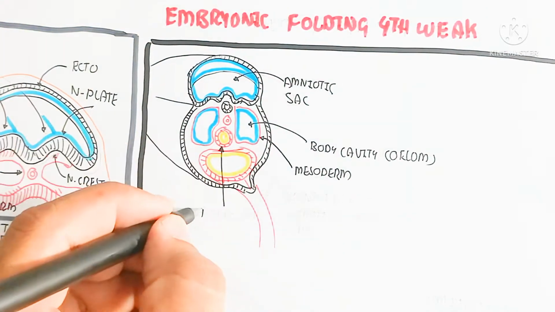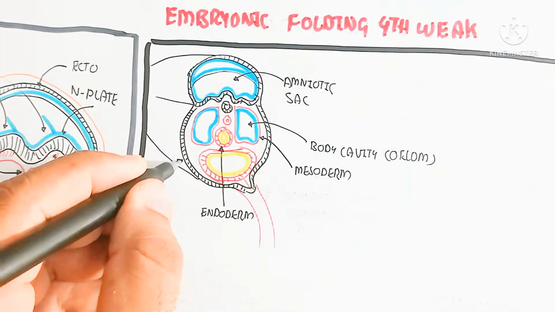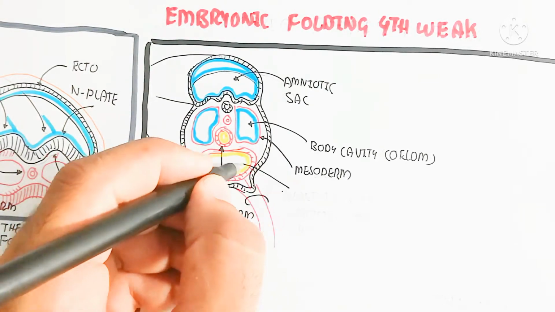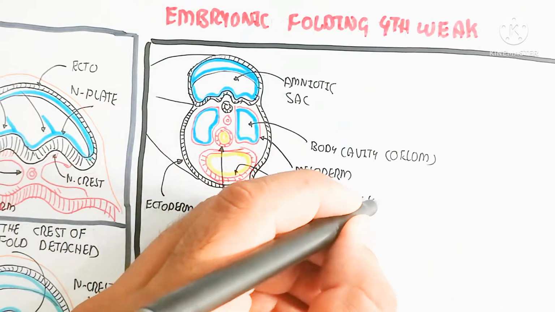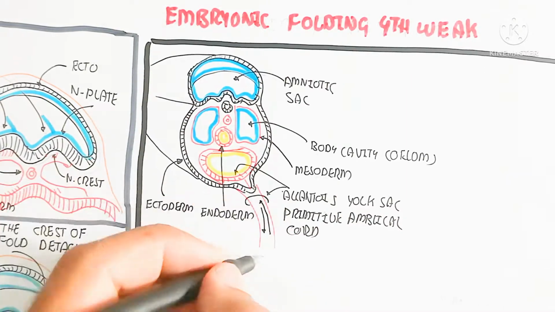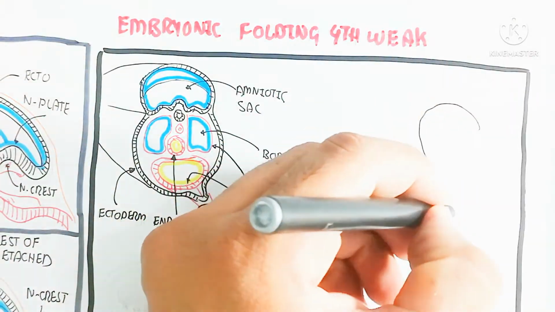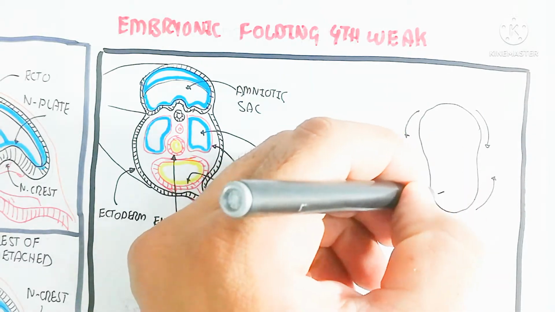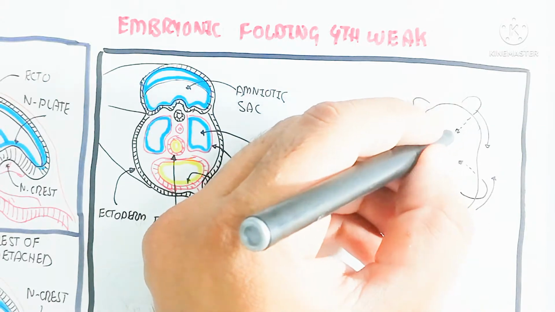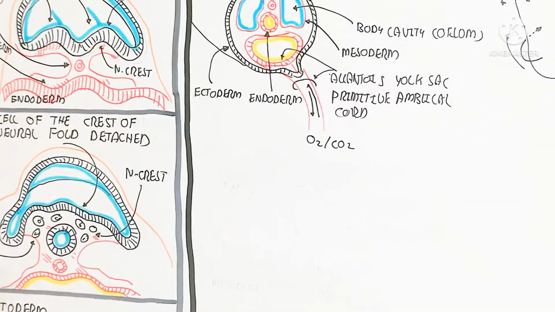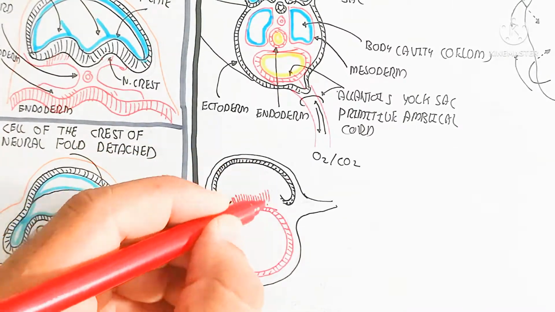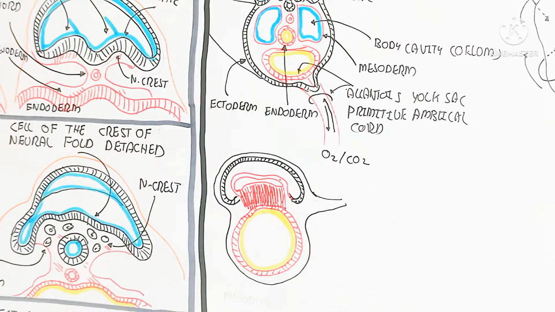While here the amniotic sac is basically the ectoderm cover, and the ectoderm is also dispersed throughout the body of the embryo, and the ectoderm is shown here in black color, and this is the body cavity, the coelom, and mesoderm will be formed. This mesoderm is surrounded by a body cavity known as the coelom, while the allantois, yolk sac, and primitive umbilical cord are used for the oxygen and carbon dioxide exchange through fetal circulation to the mother circulation.